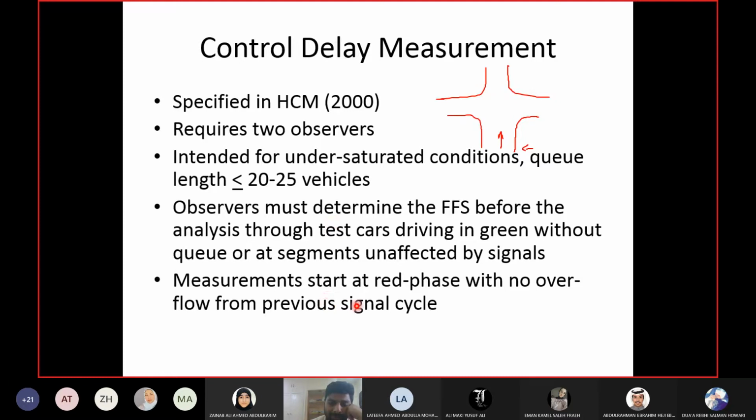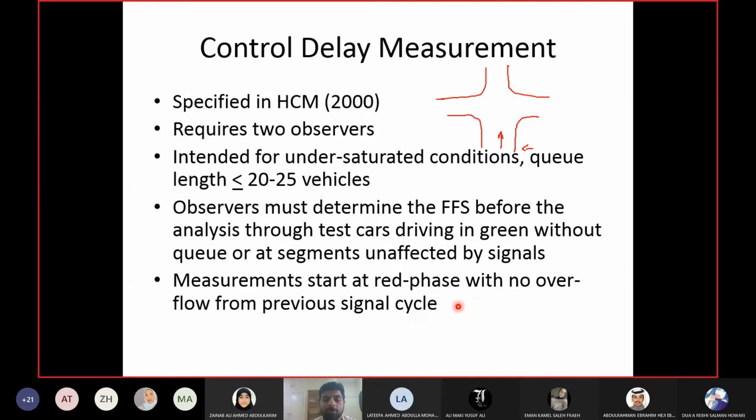Another condition is given in the last point, which says two things. The first thing is to start your survey when the signal becomes red. Starting the survey means you will start your stopwatch. I will explain the procedure later on, but basically your stopwatch will start, and you will start counting the vehicles when the signal has just become red, at the start of the red, with no overflow from the previous signal cycle.